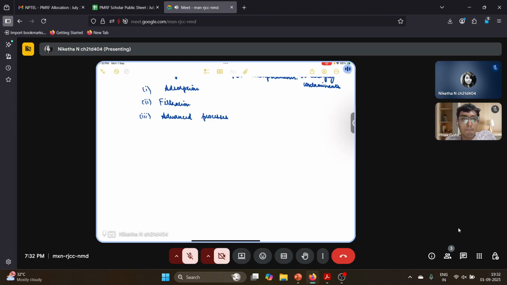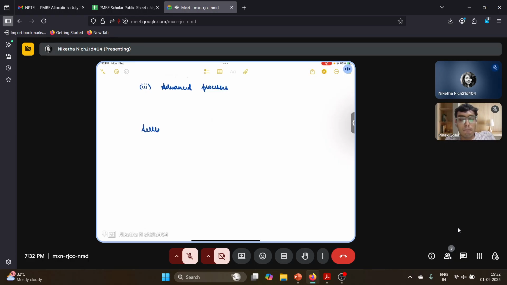So this was a brief about various processes in wastewater treatment. Now we will see about settling. Settling was done in water as well as wastewater treatment. There are some factors which affect the settling process.